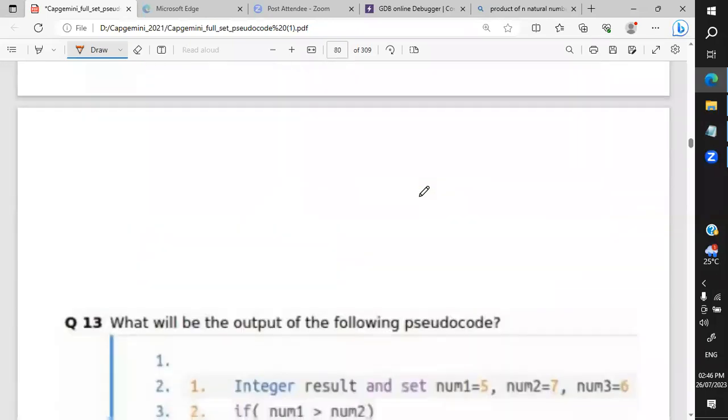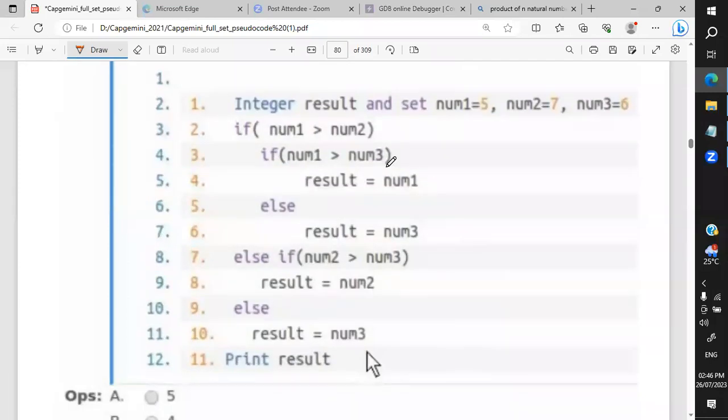Next, going for the next one. Try this everyone. Oh, looks like everyone got the answer already. Easy one, I guess. Largest of three numbers, right?